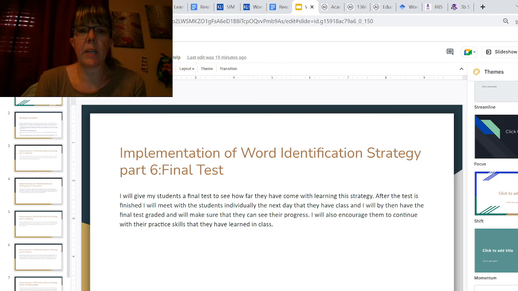Implementation of word identification strategy part 6, final test. I will give my students a final test to see how far they have come with learning this learning strategy. After the test is finished, I will meet with the student individually the next day that they have class, and I will by then have the final test graded and will make sure that they can see their progress. I will also encourage them to continue with the practice skills that they have learned in class.